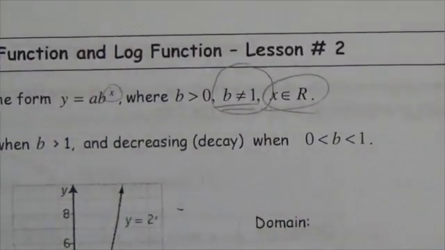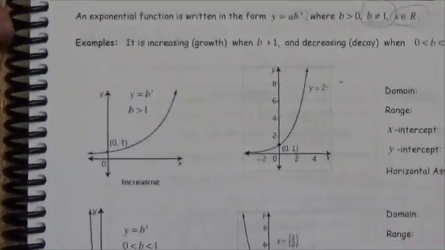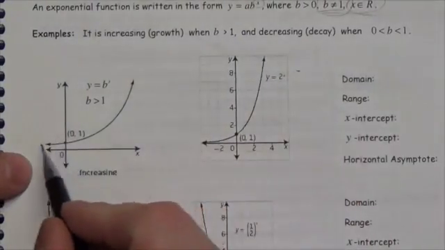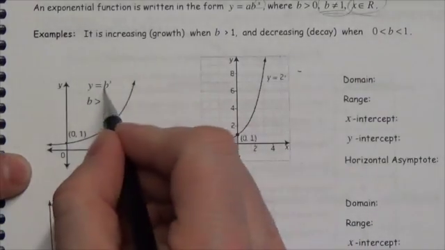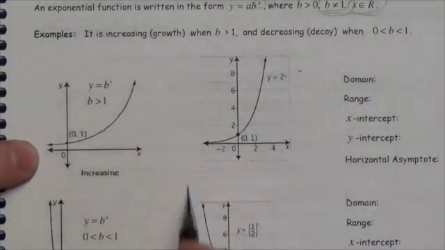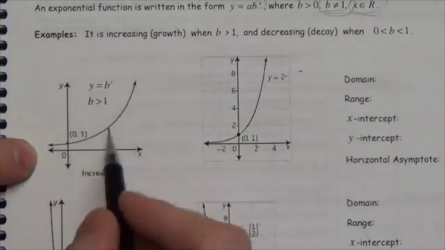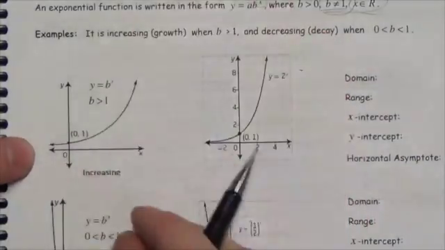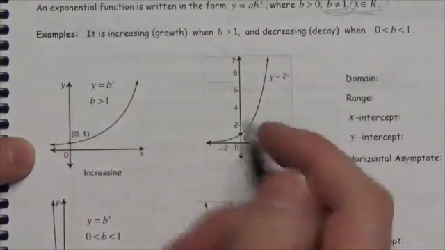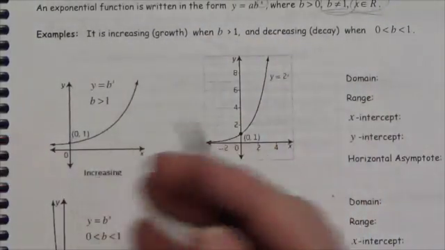Now, let's take a quick look at what these functions look like. Right here, this is the sort of graph that you get if b is greater than 1. So for example, if we let b equal 2, our graph would look like this. It kind of swoops up. As you go to the left, it approaches the x-axis. As you go to the right, it quickly rises.